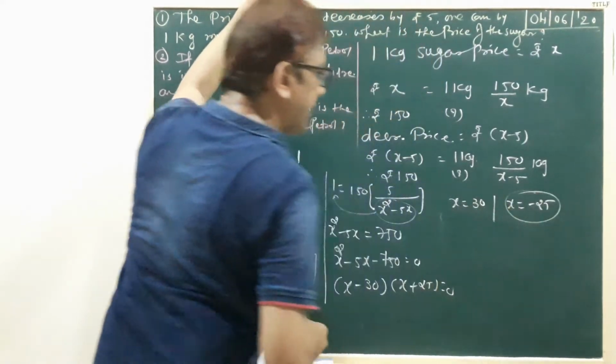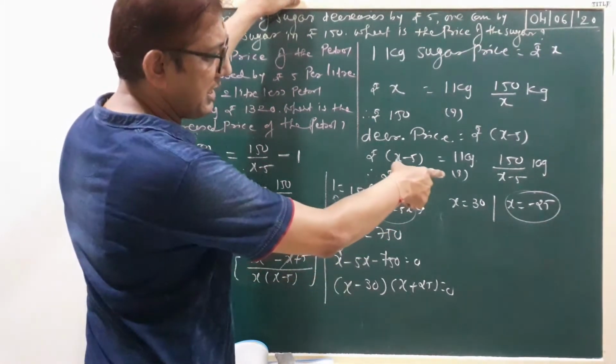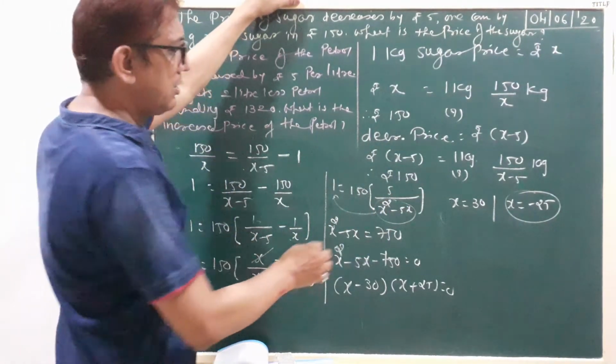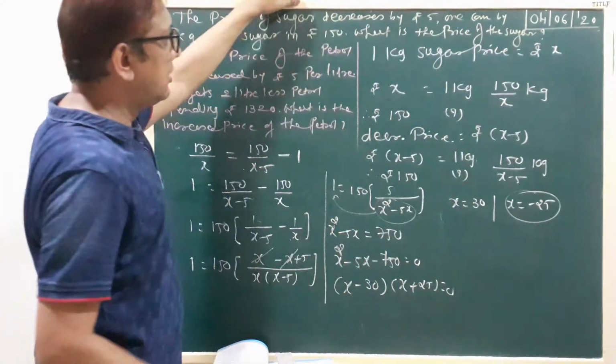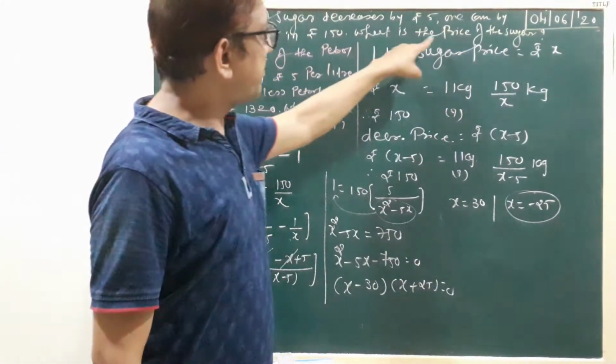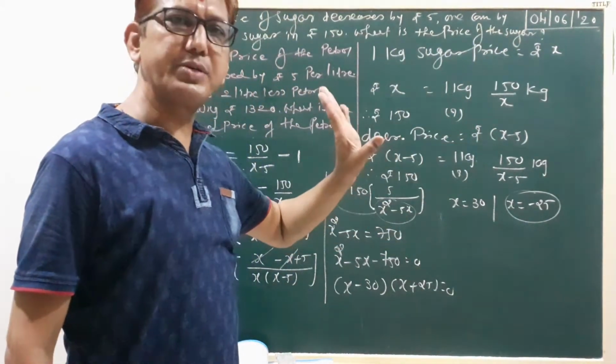Negative value, the price of 1 kg sugar can never be negative. So here the answer minus 25 is not possible. So our 1 kg sugar price is rupees x. Here, the final question is what is the price of the sugar, 1 kg. So the final price is 30 rupees.